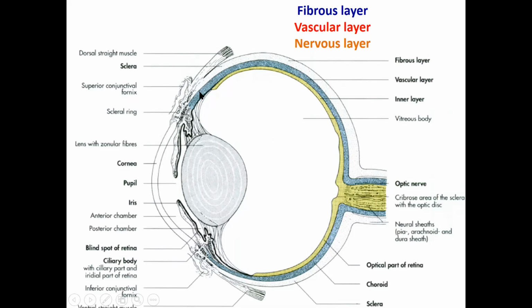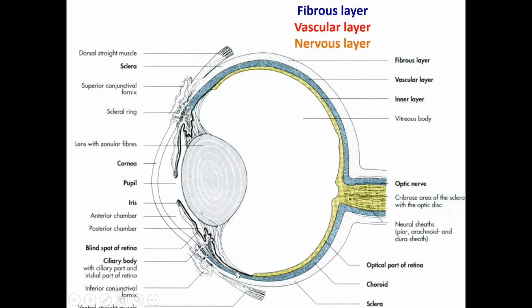Then we have the second layer, which is blue in color here, and it is vascular in nature. It is very rich in blood supply. This blue layer, when it is in the caudal part of the eyeball, we call it the choroid.